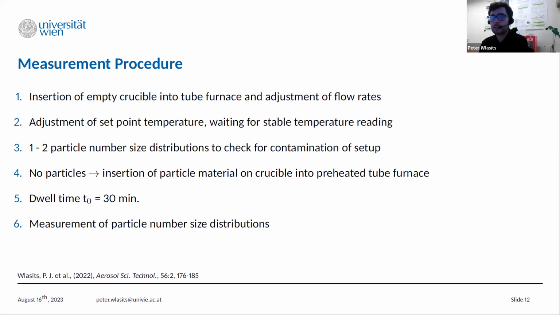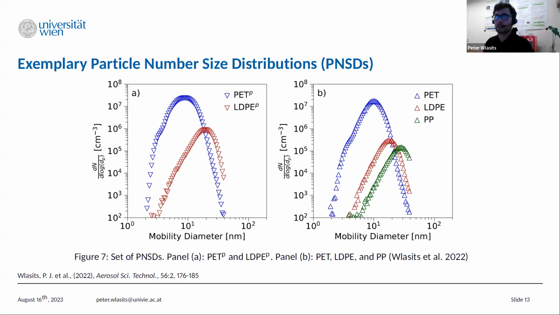In case there were no particles, we inserted the particle material on the crucible and put it into the preheated tube furnace. In order to wait until particle production somewhat stabilized, we waited for 30 minutes. That is denoted everywhere as dwell time T0. And after all of that, we were ready to actually record proper particle number size distributions arising from the plastic materials. And that measurement procedure has been stuck to for all measurements that I show. Well, and here, as you can see, it worked.